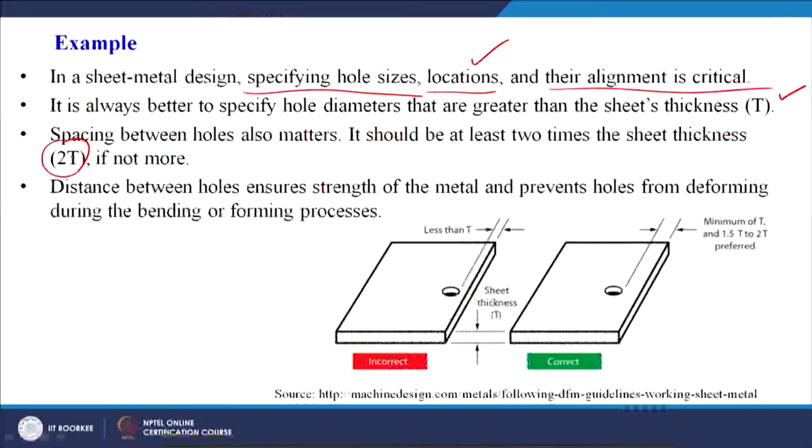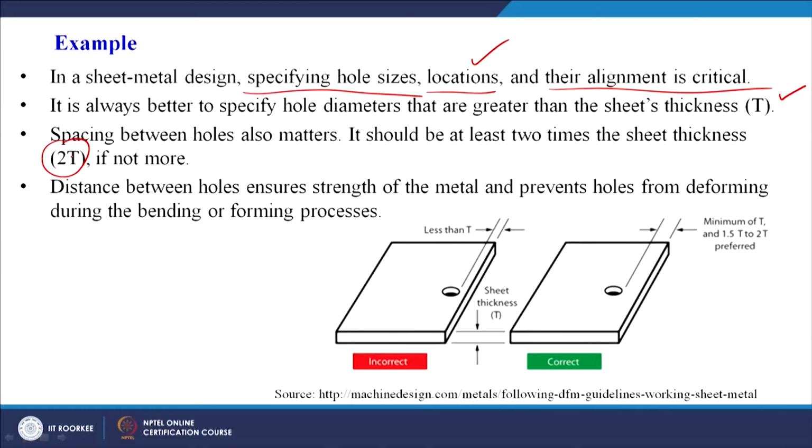So, these are some of the guidelines when we are going to make holes in the sheet metal. Here we can see it must not be less than T, which is incorrect. Here it is a minimum of T, and 1.5T to 2.5T is preferred. This gap is the distance between the center of the hole and the edge of the sheet. So, this is correct. T is the sheet thickness, which is already known to us when we want to make a product with sheet metal.